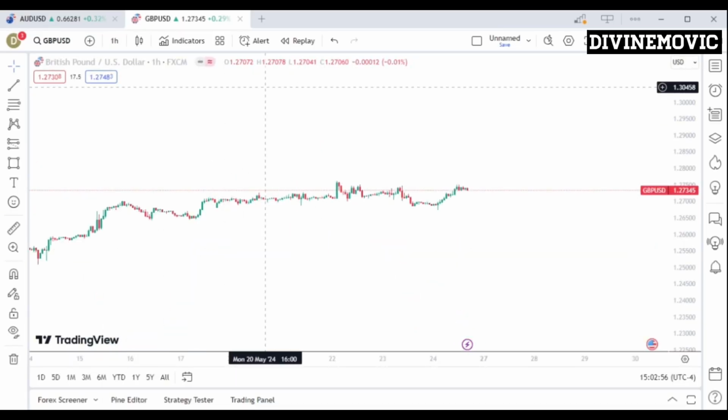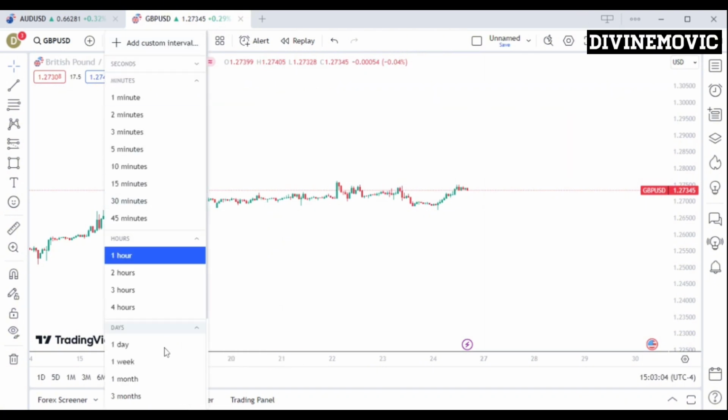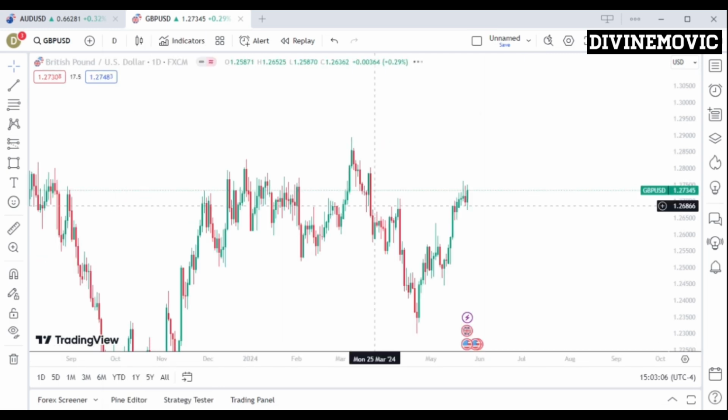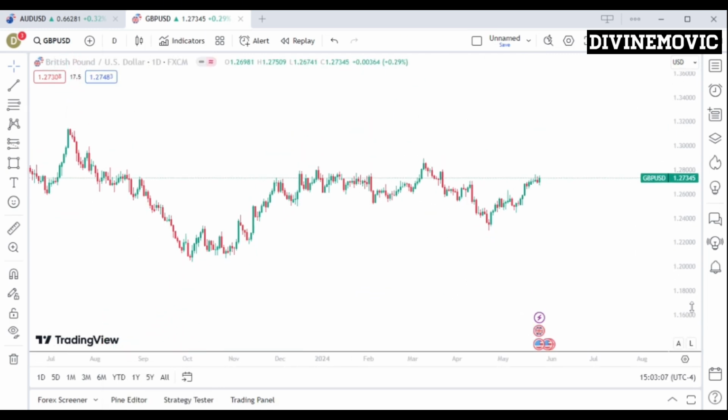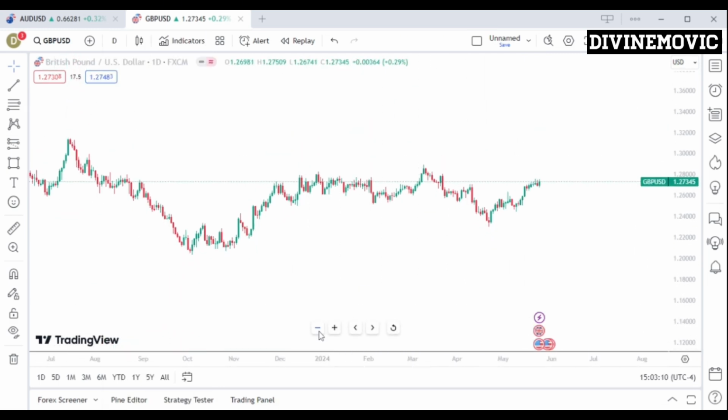So what I basically do is see what price is doing on the higher time frame. Let's, for instance, look at GBPUSD and see what price is doing on the higher time frame. For me, the daily time frame is always the higher time frame. What is price doing on the daily time frame? If you look closely here, let me zoom in a bit.